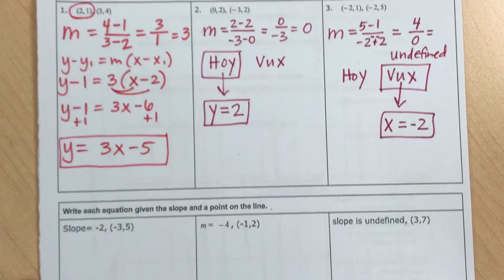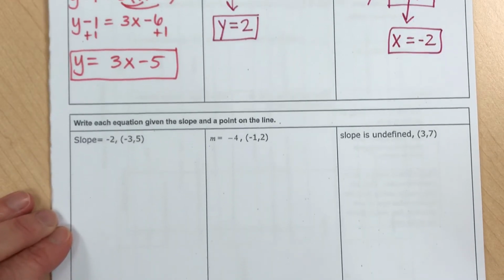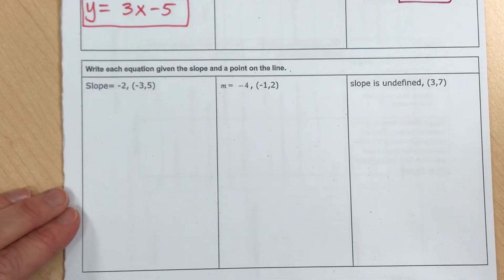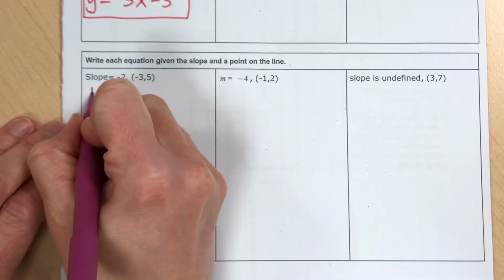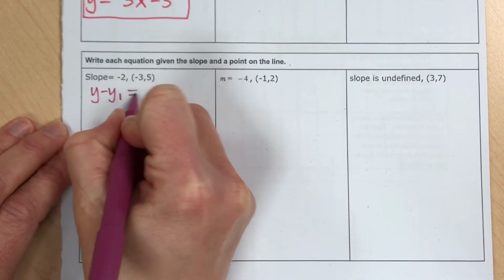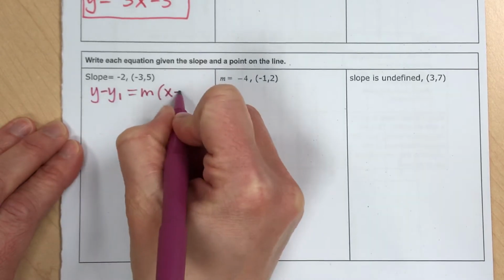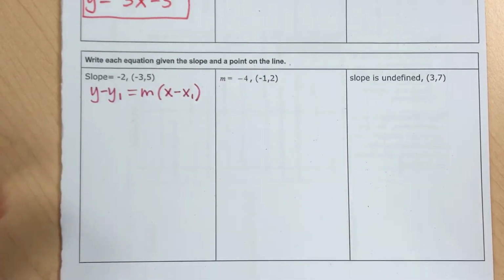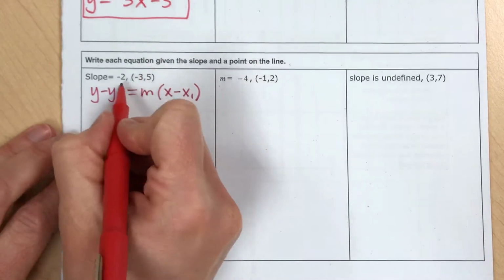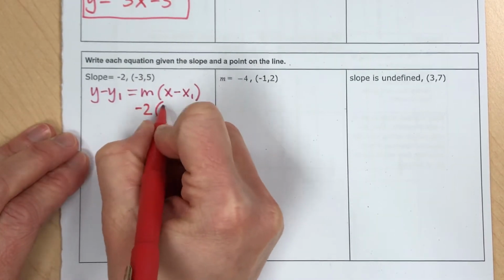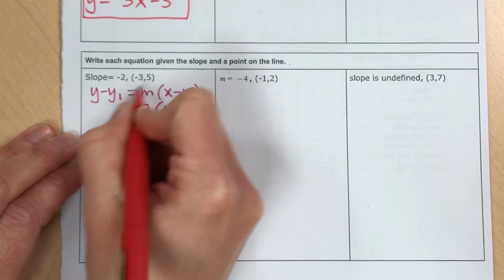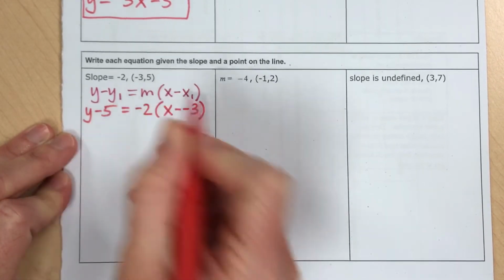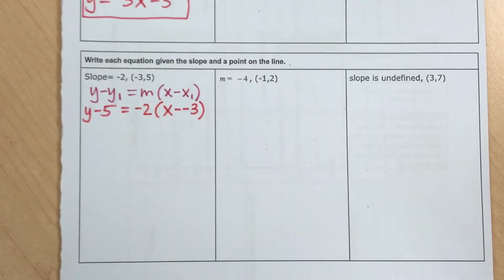Now the next 3 questions talk about writing the equation given the slope and the point on the line. So now I'm just going to start with the formula that we wrote at the top. Y minus y1 equals m, and then x minus x1. So if I plug in my slope of -2, if I plug in my x value of -3, if I plug in a y value of 5, this is the equation you would get.